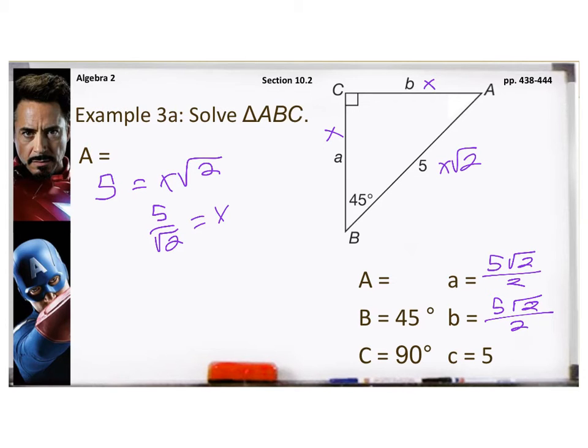Okay, A and B are equal because it's a 45-degree angle. I know a lot about this triangle. So I already know that. See, boom, I've got two sides. My angle A, well, it's going to be 90 minus the 45, so it's also a 45. See how simple that was?